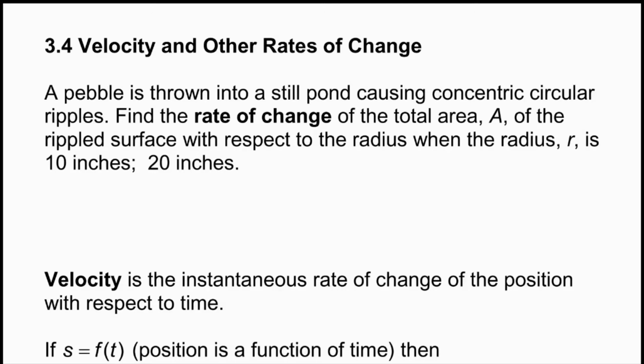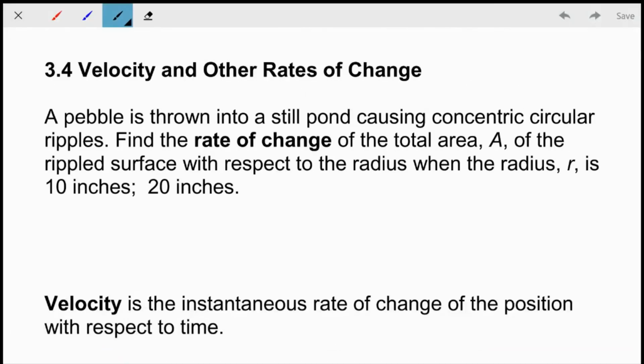So this first problem says a pebble is thrown into a still pond causing concentric circular ripples. Find the rate of change of the total area of the rippled surface with respect to the radius when the radius r is 10 inches and 20 inches. So this is actually really simple to do. The main thing is we know we're talking about the area of a circle. So that would be area is pi r squared.